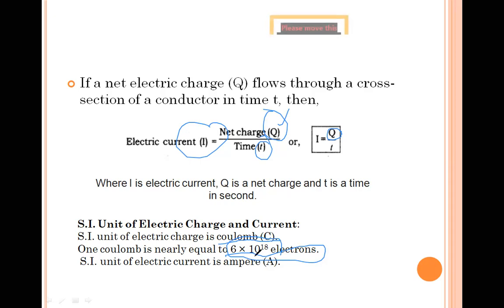And when this number of charges flow in 1 second, then it becomes an ampere, that is current. So the unit of current is ampere, A. I is equal to Q upon T. Q is the total number of charges flowing in a conductor and time T is per second. In 1 second, how many charges are flowing in a conductor? That is the current.